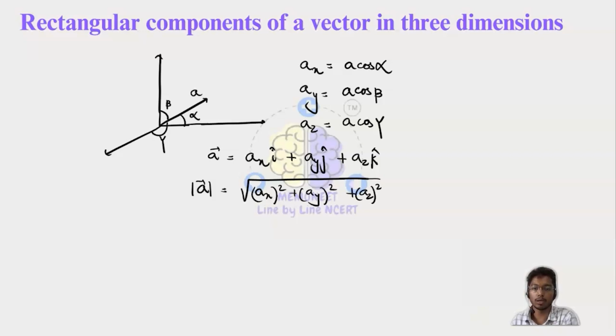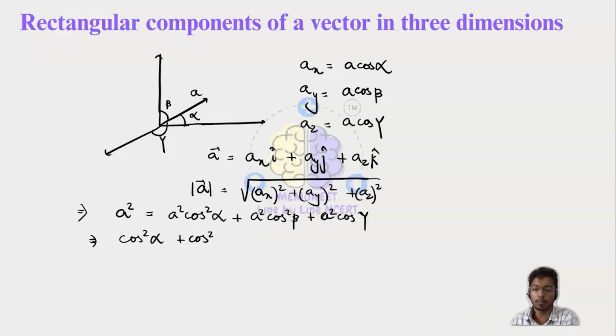Here, if we try to write it in a simplified way, we square both the sides. A square is equal to A square cos square alpha plus A square cos square beta plus A square cos square gamma. Here we know that cos square alpha plus cos square beta plus cos square gamma will be equal to 1. A square will be cancelled on both the sides.